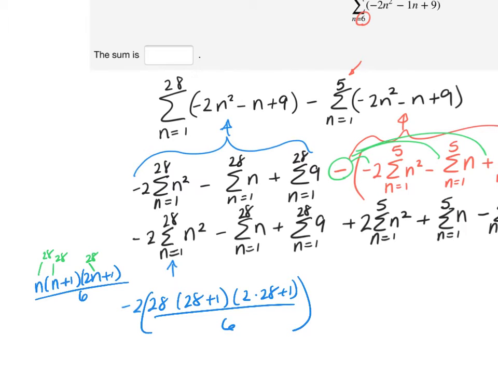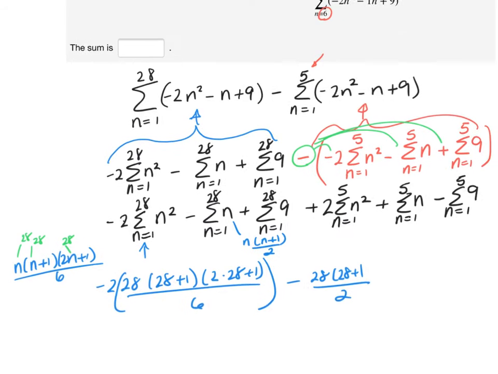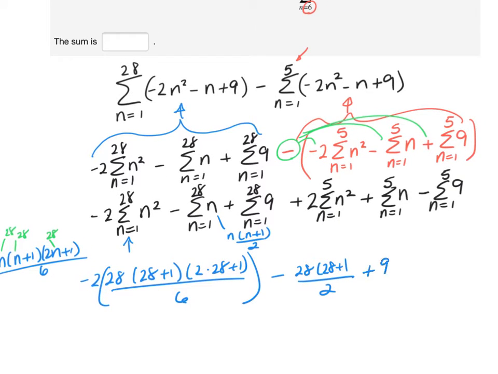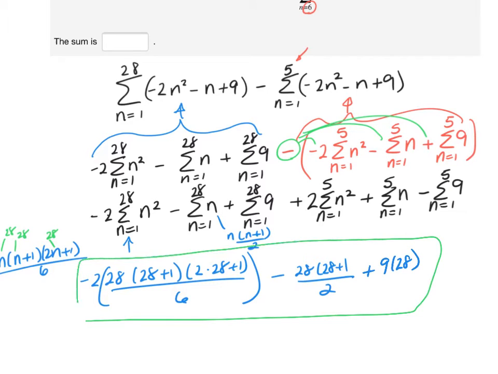And I can just put that in my calculator. And then minus, when I see n, I think this one was n plus 1 divided by 2. So I have minus, I'm going to replace the n's with 28, so minus 28 plus 1 divided by 2. I like the constant because the constant is just plus 9 times 28. Now all of these terms, which are nice numeric values, are replacements for these 3 terms.